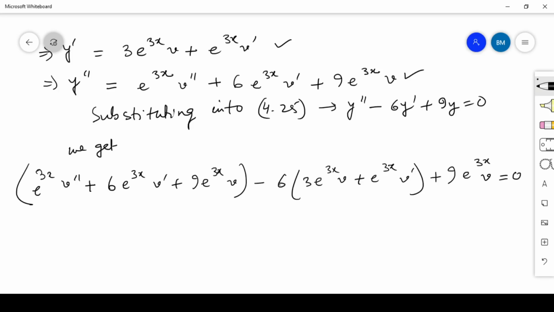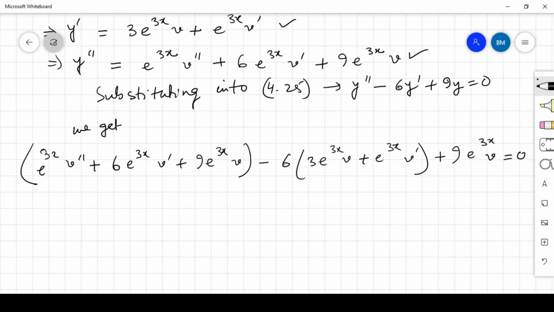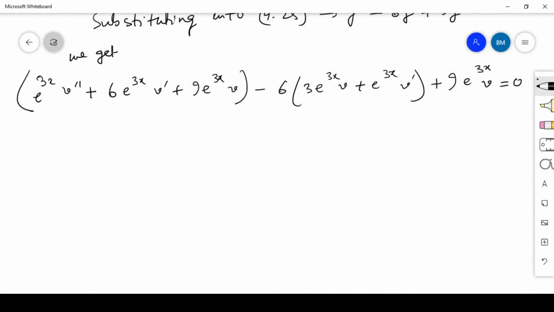So after simplification, I will get e to the power 3x v double prime equal to 0, because here I have 6 e to the power 3x v prime, here I have minus 6 e to the power 3x v prime, so they will get cancelled. Then here I have plus 9 e to the power 3x v, here I have minus 18 e to the power 3x v, plus 9 e to the power 3x v. So ultimately it will also be 0.